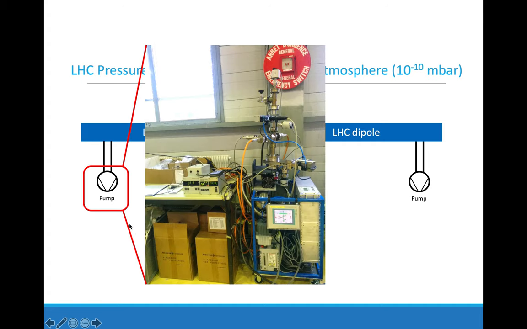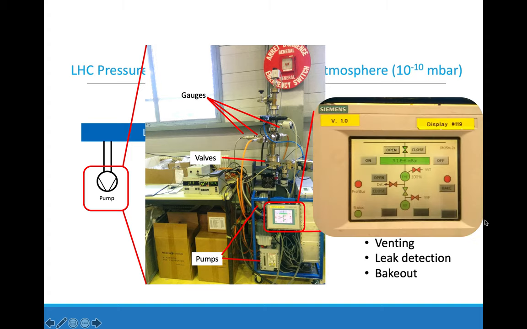Obviously, we don't show you the full picture because even what we mark as a single pump here would be a pumping group in reality. That would consist of two different pumps, one for the high pressure and one for the low pressure part. Then we've got also gauges for different domains of the pressure. We've got several valves, and if we look at the schematics of this pumping group, then we can see that we've got several devices and valves and ports to do some venting, leak detection, and bake out.